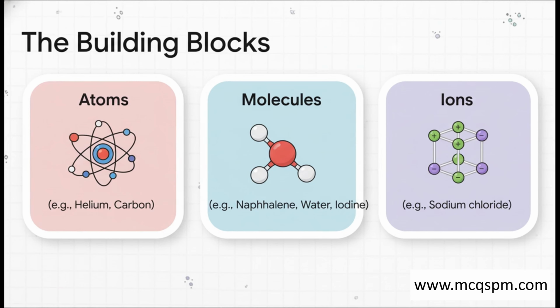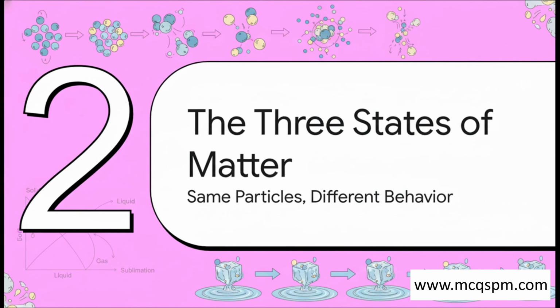So, what are the building blocks of all this matter? Well, it all comes down to these incredibly tiny particles. For your exam, there are three main types you've got to know. You've got your atoms, right? The basic units, like a single helium atom. Then you have molecules, which is when atoms team up, like in water or iodine. And finally, you have ions, which are just particles with a charge, like what you find in regular old table salt.